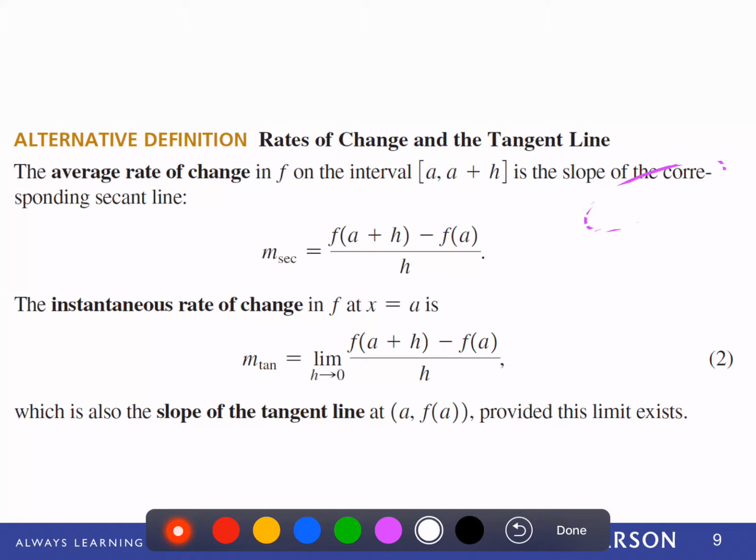This is some more information here. This is another way of looking at it with the new notation, same information we saw on a previous slide. And again, down here, I can use notation. This is f prime of a. Again, this is the derivative at the point, or the slope of the tangent line, provided the limit exists. We'll look at examples of where the limit doesn't exist in the next video.